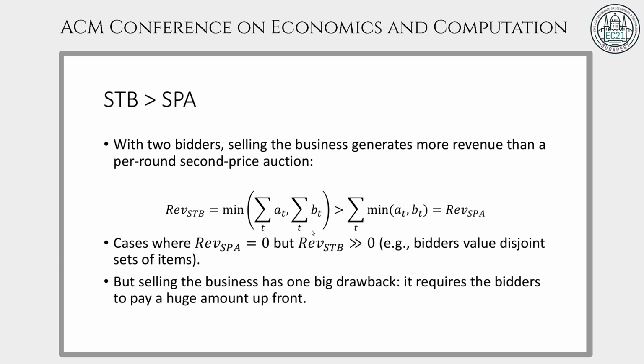If you'll recall, the way we implemented selling the business was the auctioneer would run a single auction at the beginning of the protocol, ask Alice to report her total value, ask Bob to report his total value, and then, if Alice's total value is larger, ask Alice to pay Bob's total value at the beginning of the protocol. And this requires a lot of trust on behalf of the bidders, that the auctioneer won't suddenly disappear with the huge payment they made up front.